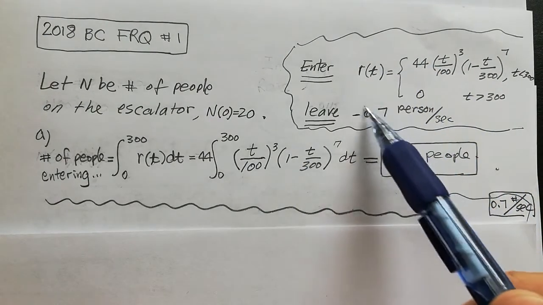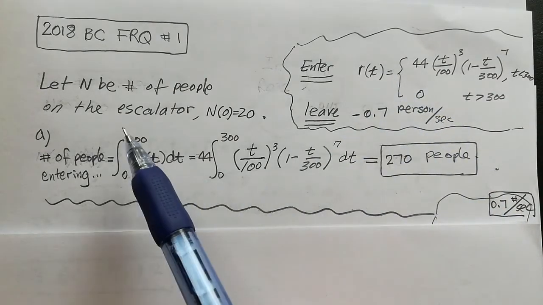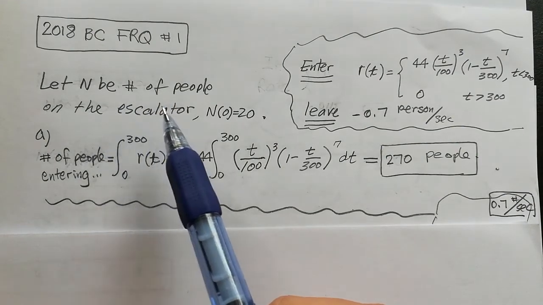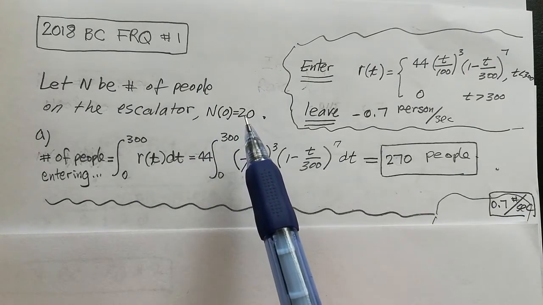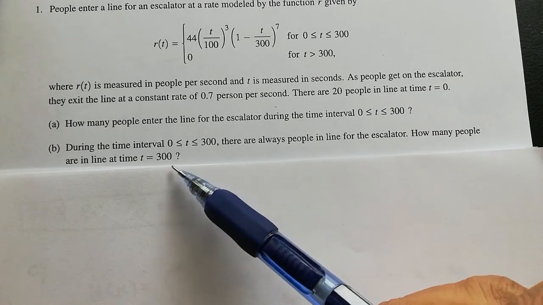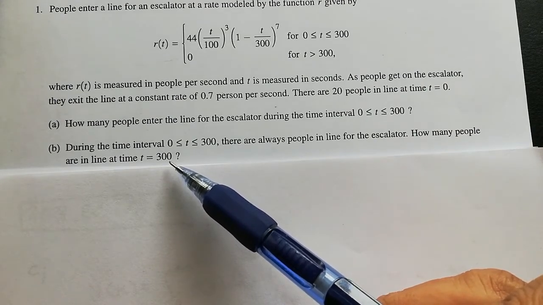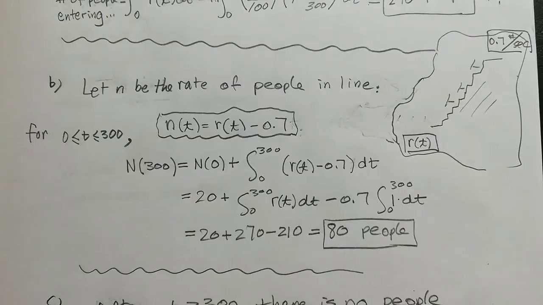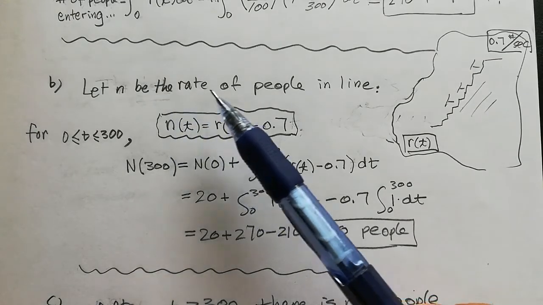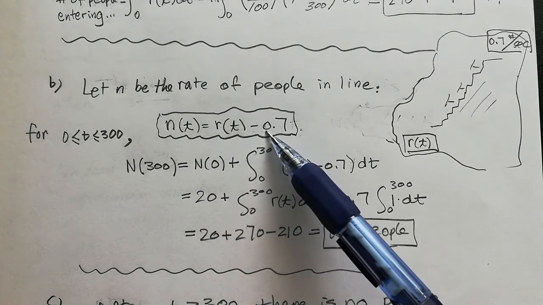I copied those two rates over here just for me to use later on. I also defined the function capital N to be the number of people on the escalator. N of 0 equals 20. The second question is, how many people are in line at t equal to 300? I defined another function, small n, to be the rate of people in line. The small n of t should be equal to r of t minus 0.7.